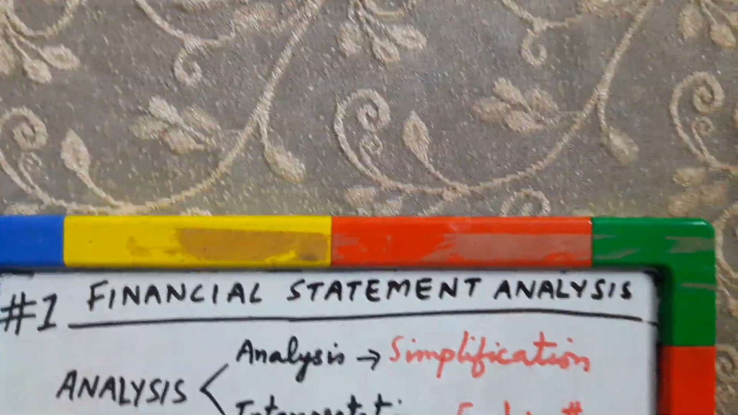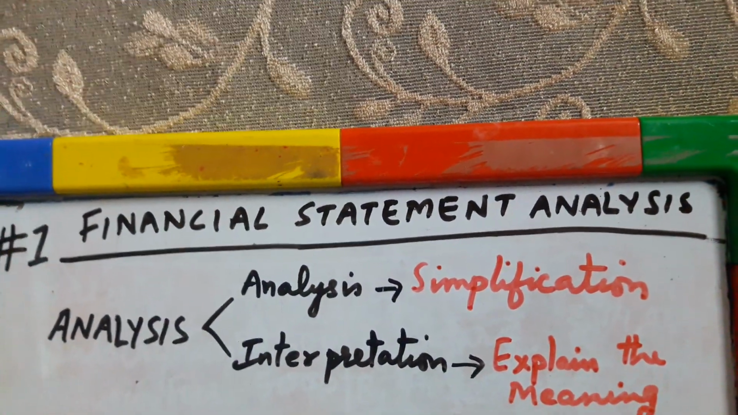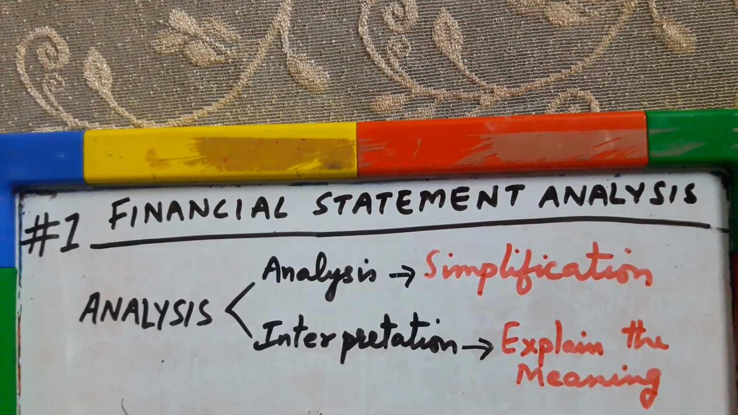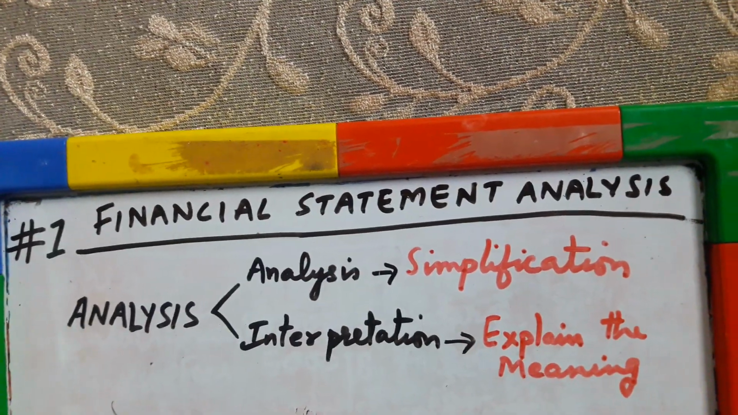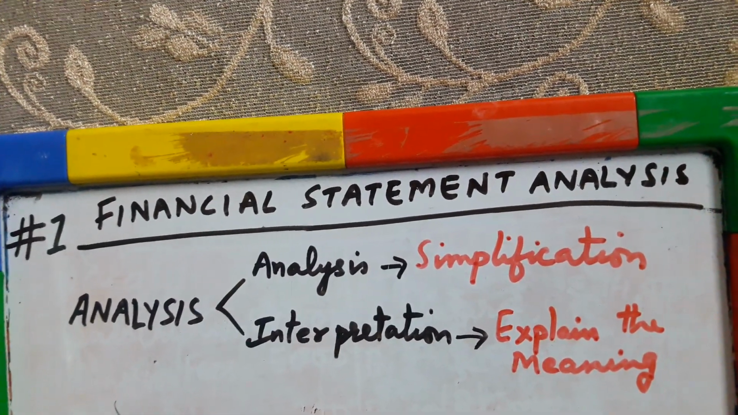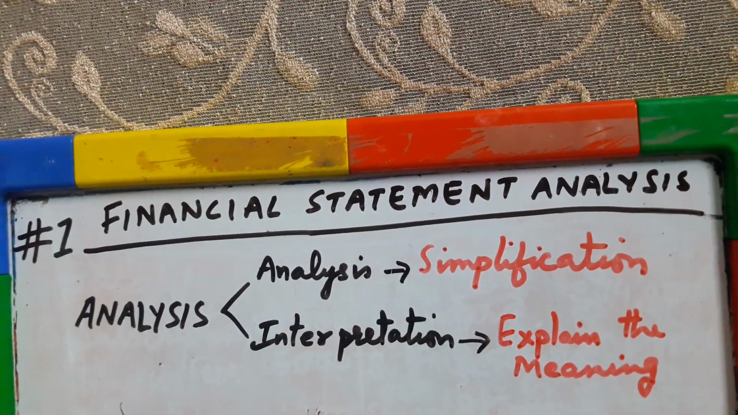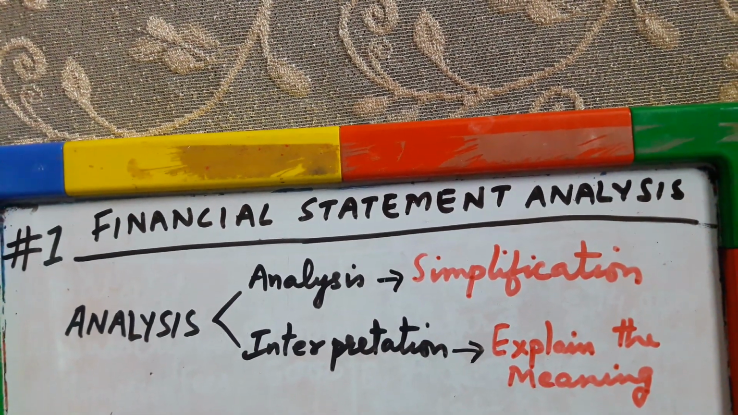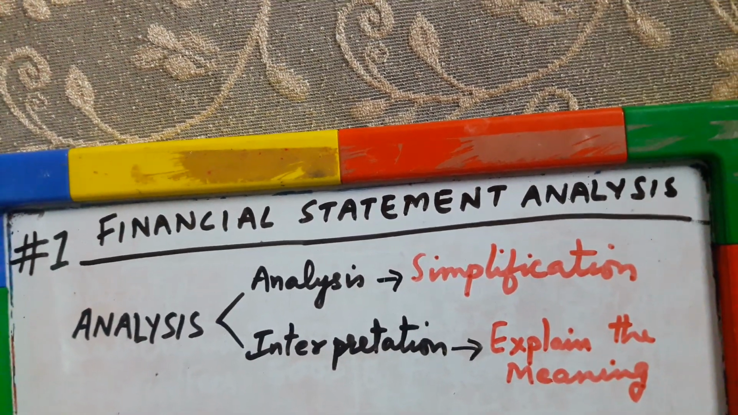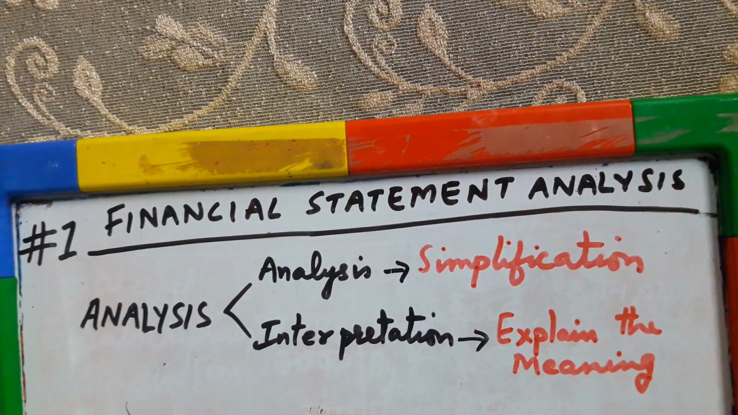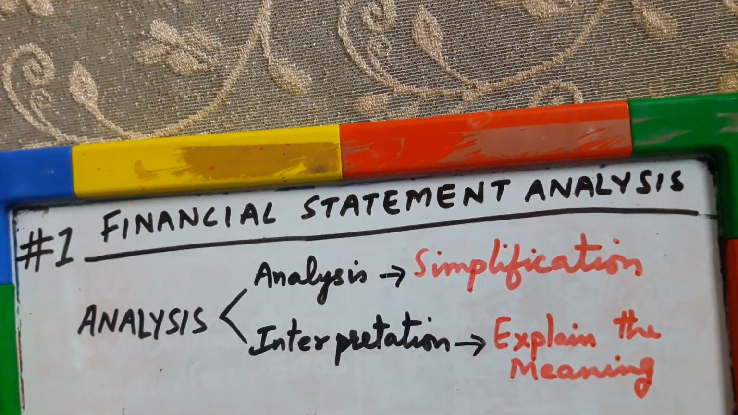Now let us see what is the meaning of financial statement analysis. Analysis has two words, analysis as well as interpretation, that is, simplify the financial data and then understand the meaning of what it interprets as. This is very important for every company for future predictions, or to compare it with other competitors in the industry, and also to understand the efficiency of their performance. So there are several objectives of financial statement analysis.